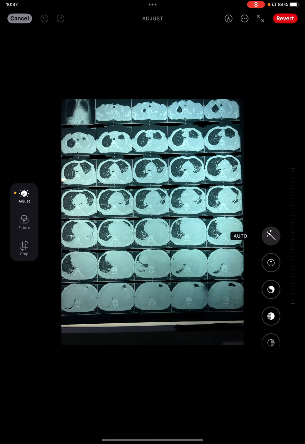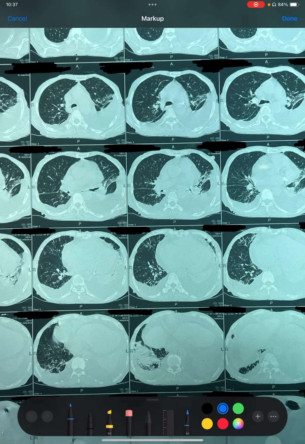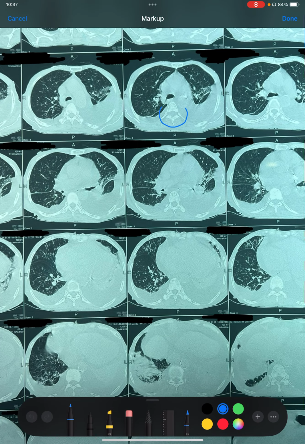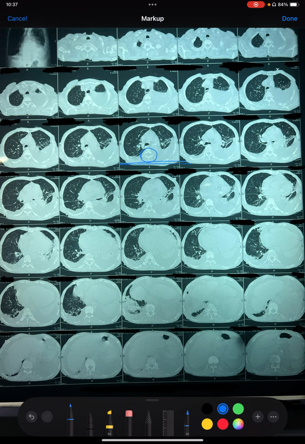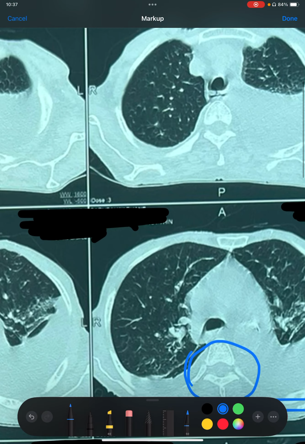So very nicely we can make out that this is the vertebral body. The patient is lying down, sleeping, and see here, this is the rib. This is the rib, the dense white structure. Here we can see the lung, but there is no effusion.